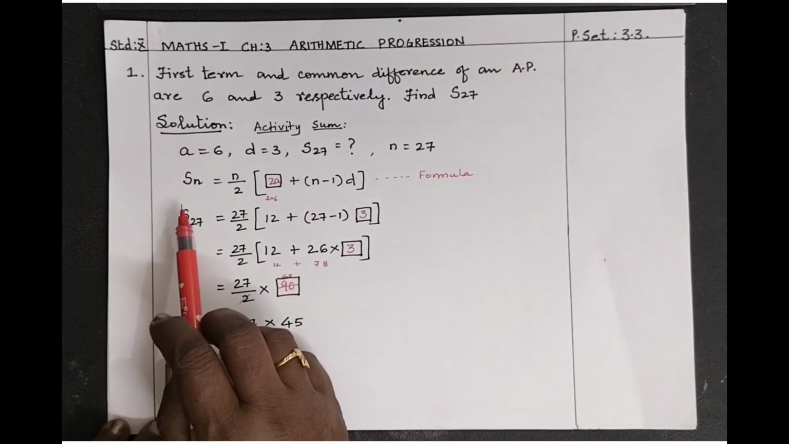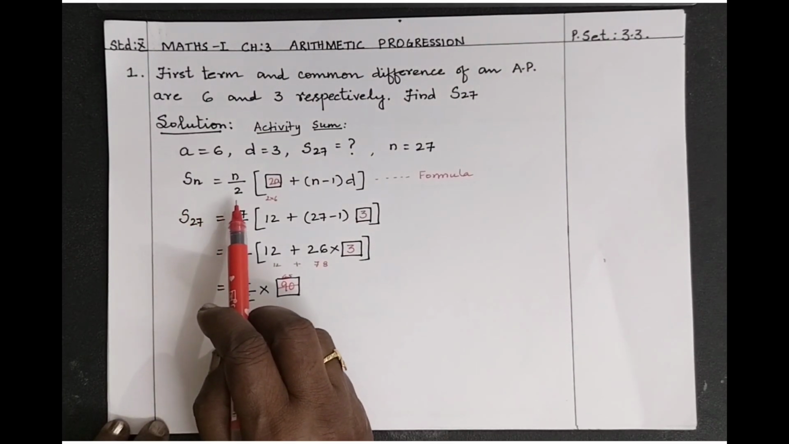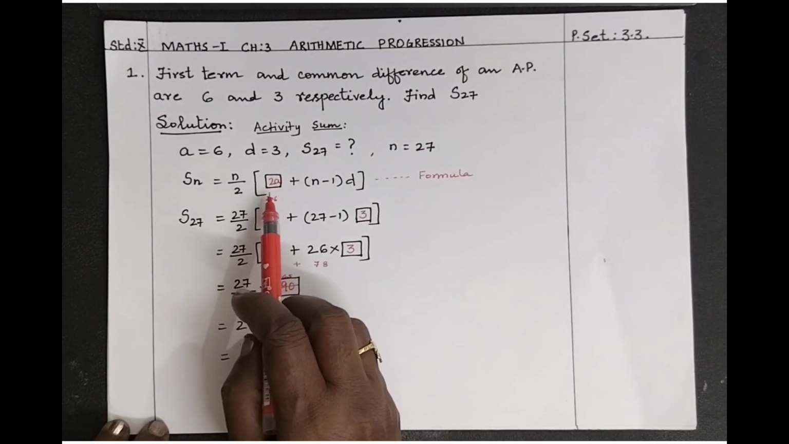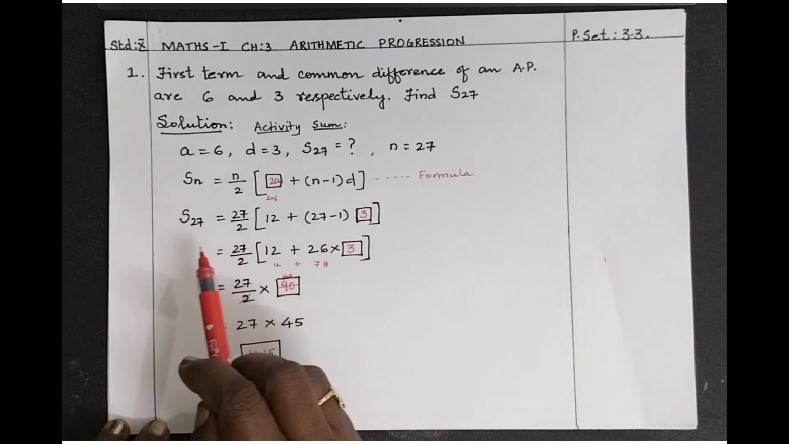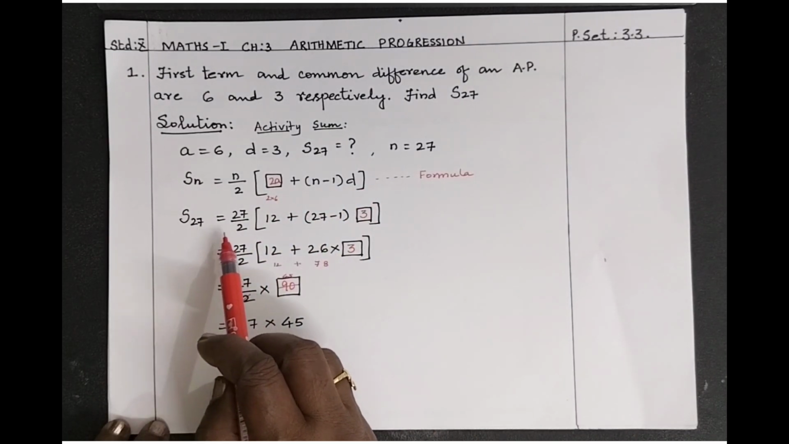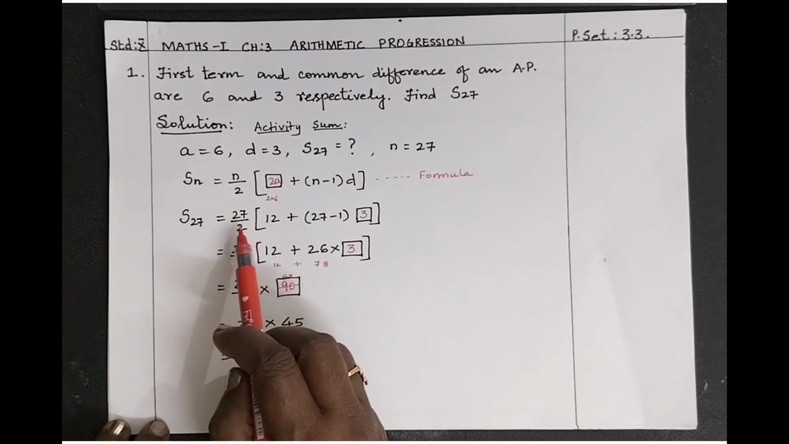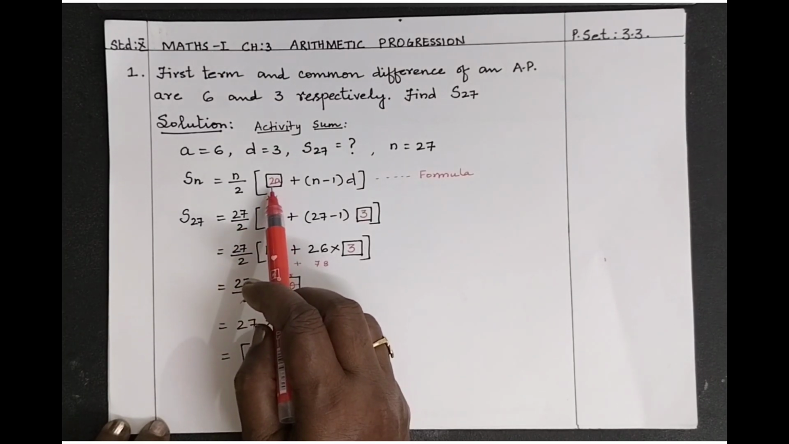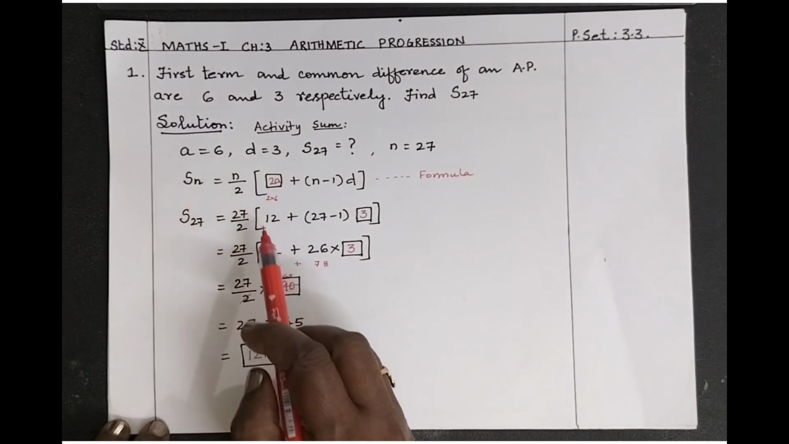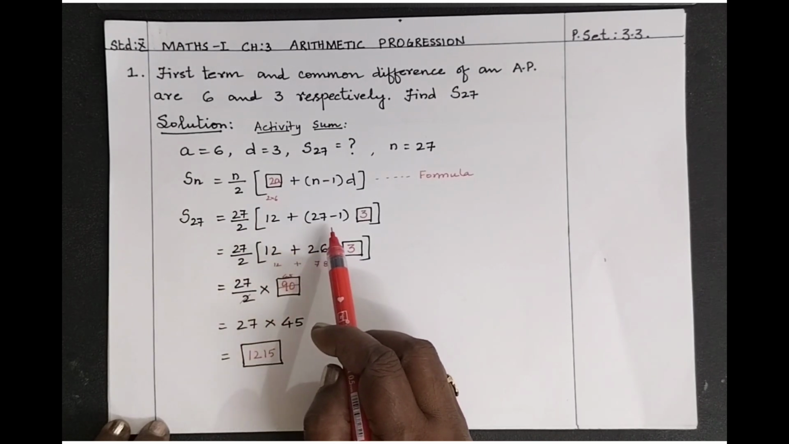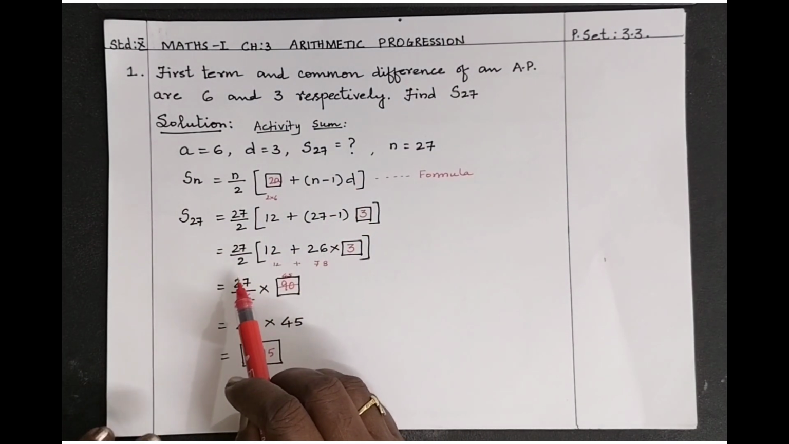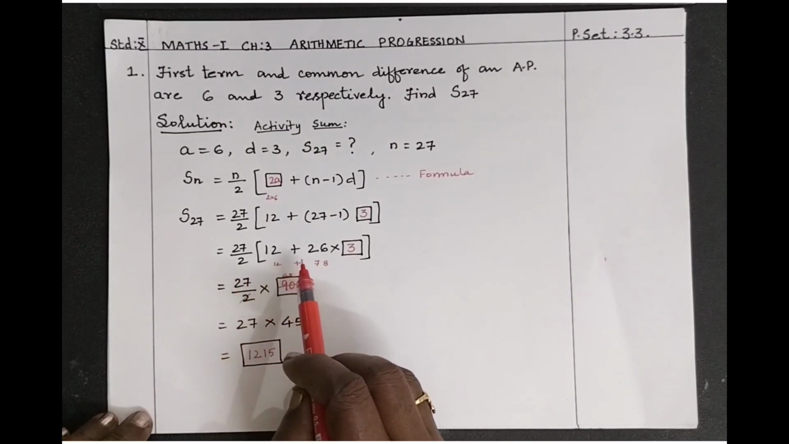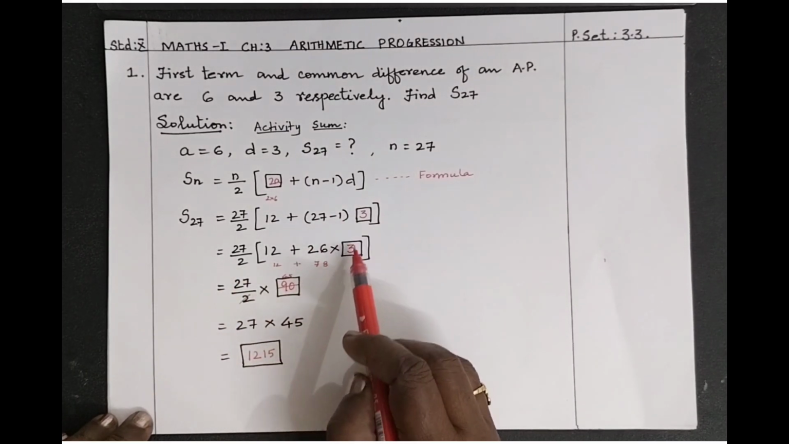27. So Sn equal to n upon 2. According to the formula, this blank is 2a, 2a plus (n minus 1) into d. Now therefore S27 is what? 27 upon 2 into, now 2a is 2 into 6, which is 12, plus 27 minus 1 into d is 3. And 27 upon 2 into 12 plus, this is 26 multiplied by 3.